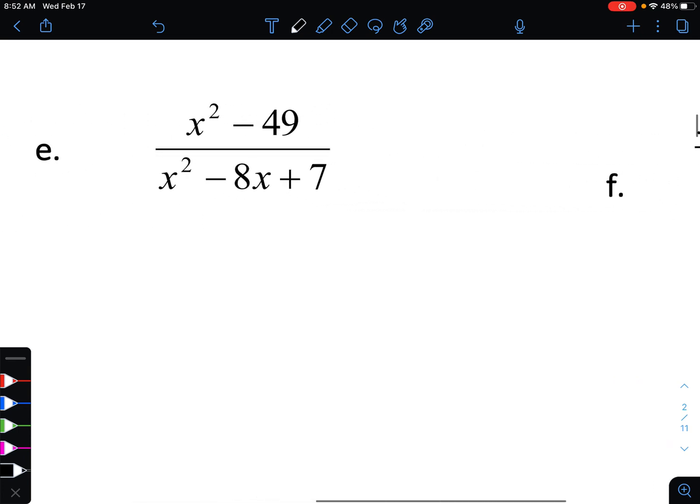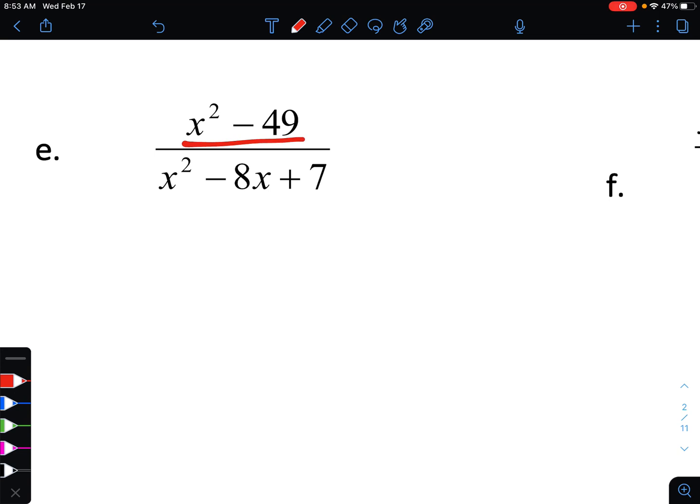For our next example, for E, once again, please be careful not to try to start simplifying like this, where x squared divided by x squared is 1, 49 divided by 7 is 7, and so on. Because notice, once again, you don't have multiplication. You must have multiplication in order to begin simplifying. So, in order to create multiplication, a common strategy that we will continue to use is that we're going to factor. Let's start by looking at our numerator, x squared minus 49.